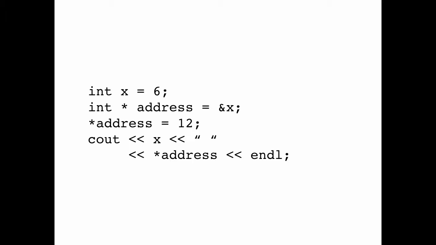And then we cout x, and what is x when we cout it? How many of you think it's 12? How many of you think it's 6? Anybody think it's 6? Okay, it's 12. So cout x and cout star address both produce 12, right? Both of those things produce 12.